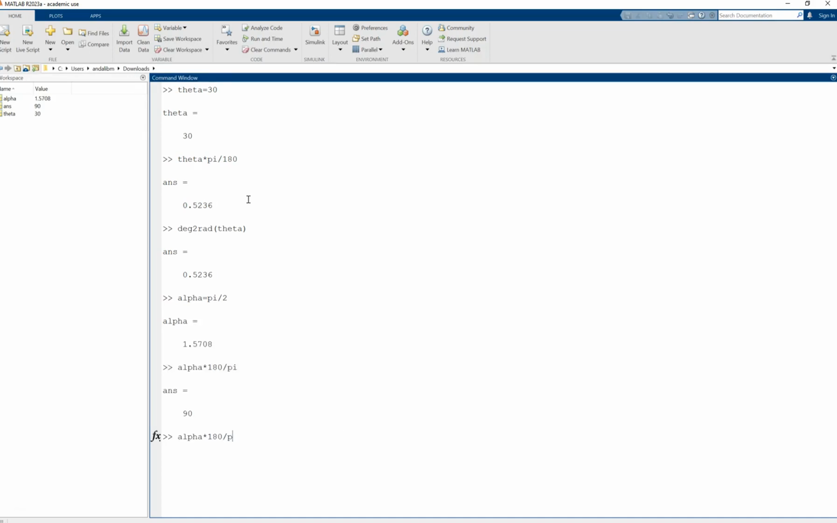Or you can use the command, what? You can use the command radian to degree, and that will perform the same task for you. So I just wanted to make sure that you know these commands exist.